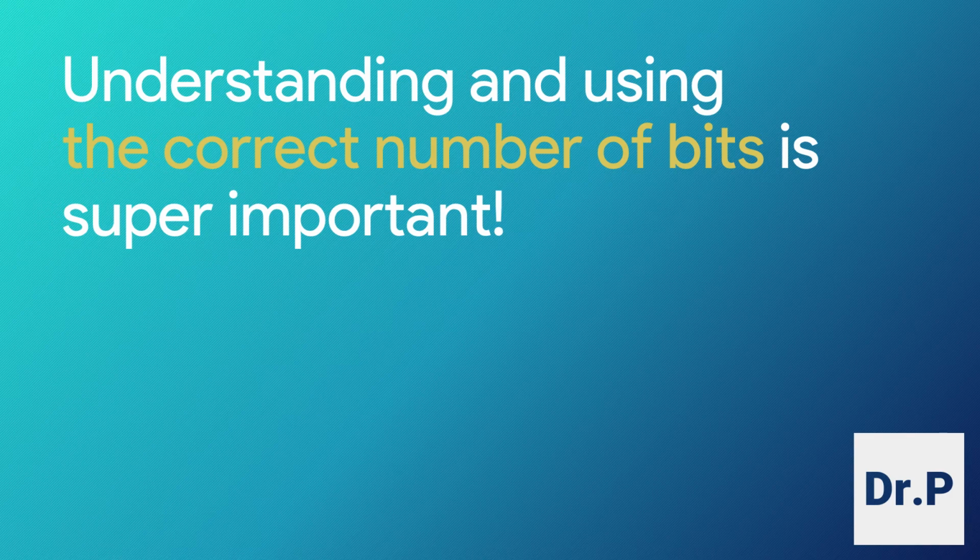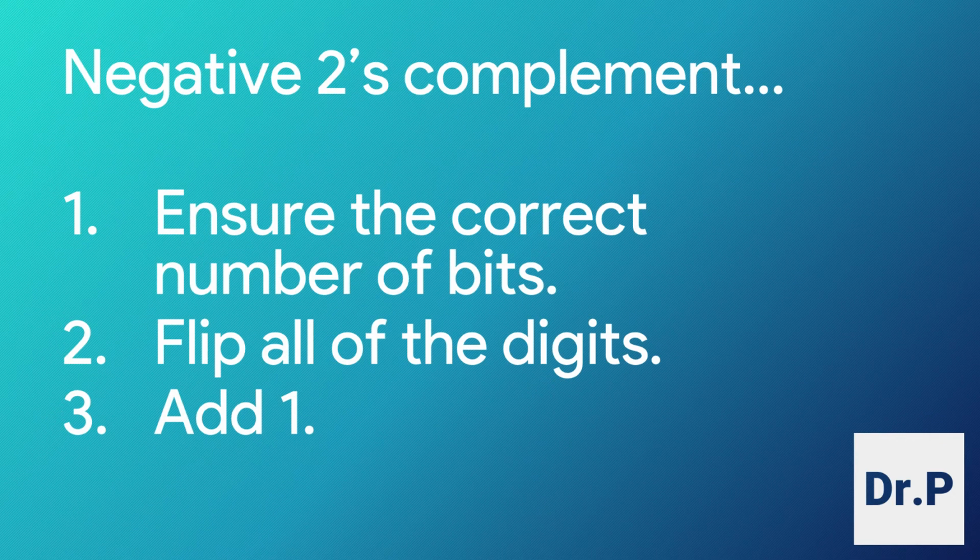So now that we know how to generate a positive 2's complement number, how do we generate a negative 2's complement number? Well, we need to do 2 more steps. The next 2 steps are flip all of the bits, which means that all zeros become 1s and all 1s become zeros. Step 3 is to add 1. The result is a negative 2's complement number.